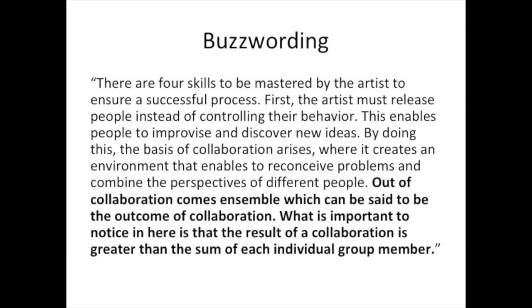And then comes something else, like what is important to notice here is that the result of the collaboration is greater than the sum of each individual group member. Fine, again, something that is picked out of the book, but it is not described in a way that demonstrates any understanding of what that means. What does it mean that it's greater than the sum of each individual group member, or greater than the sum of the parts? Okay.